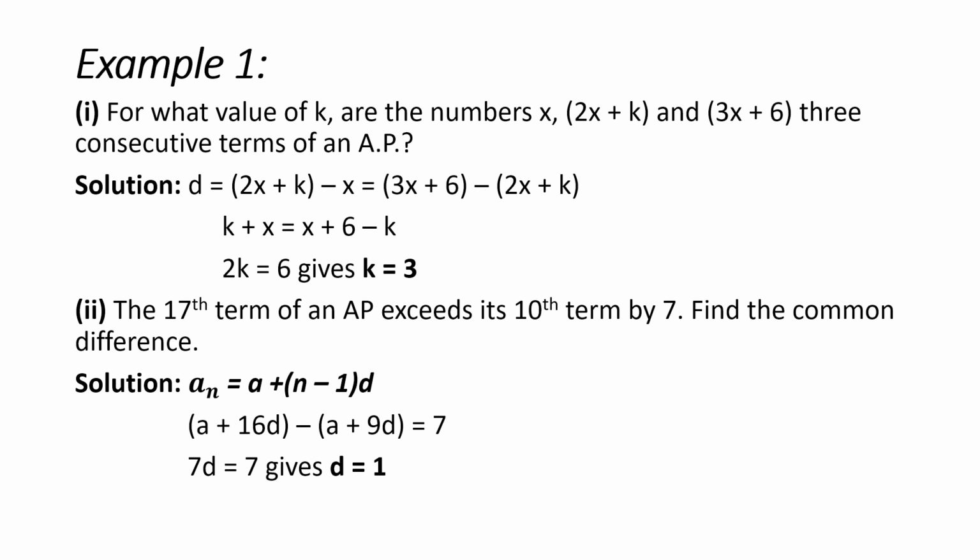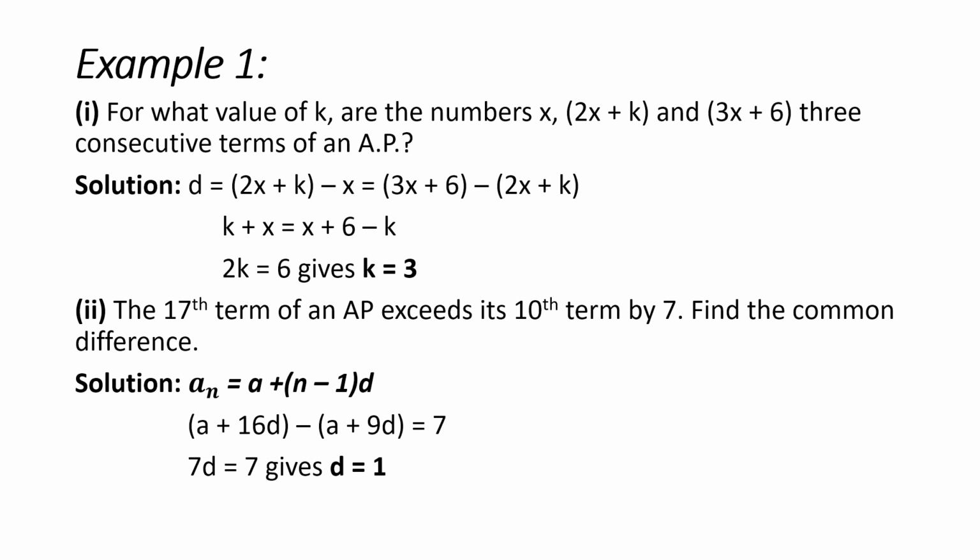Second simple example. The 17th term of an AP exceeds its 10th term by 7. Find the common difference d. Now we know the formula for the nth term of an arithmetic progression is a_n equals a plus (n minus 1) into d.